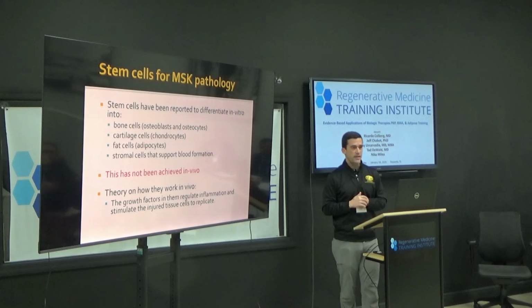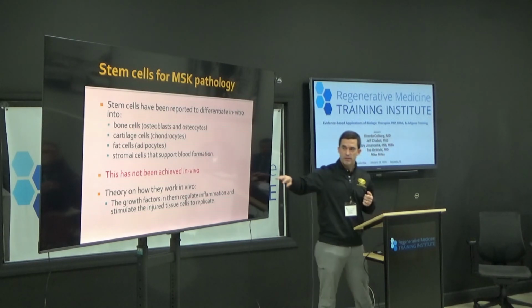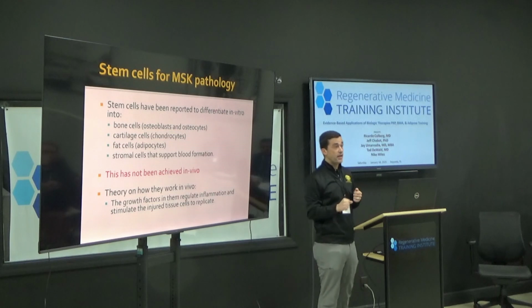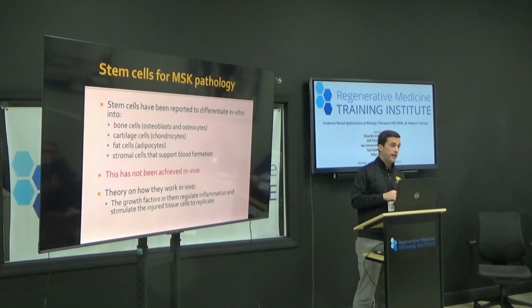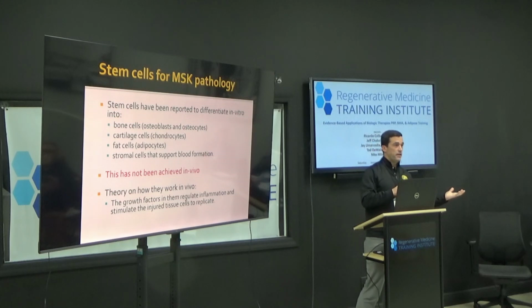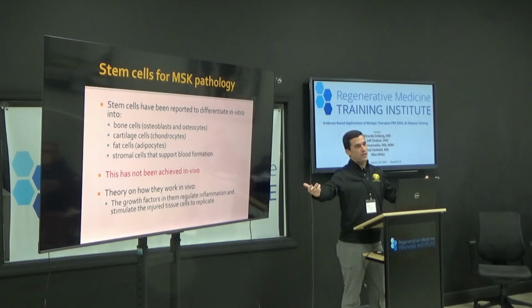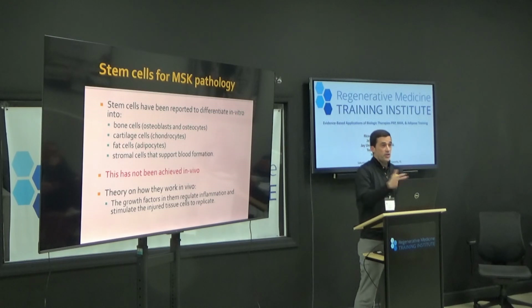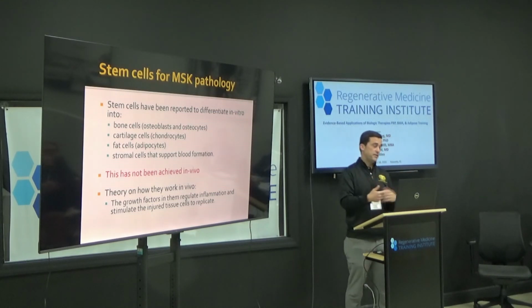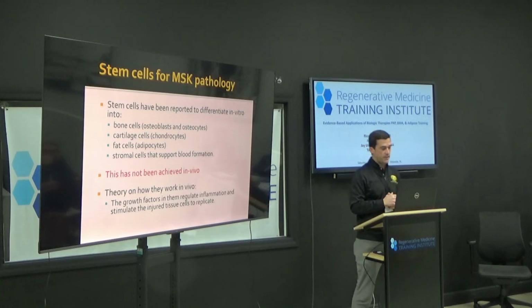Now, what's interesting is, as we mentioned, we haven't really been able to differentiate cells in vivo in real patients, where you take, let's say, a fat cell and make it convert into a cartilage cell. That doesn't happen, and so Tad's going to talk about what does happen when you use adipose-derived stem cell products and what's really happening there.